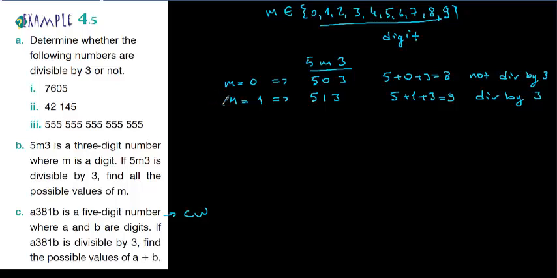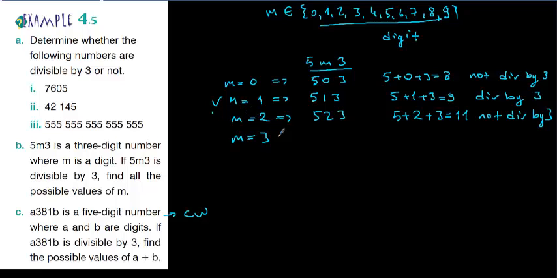So 513 is divisible by 3, and m can be equal to 1. For the second one, m is equal to 2, the number is going to be 523, and 5 plus 2 plus 3 is equal to 11, because I'm increasing only 1 here. This number is not divisible by 3, so m cannot be equal to 2.